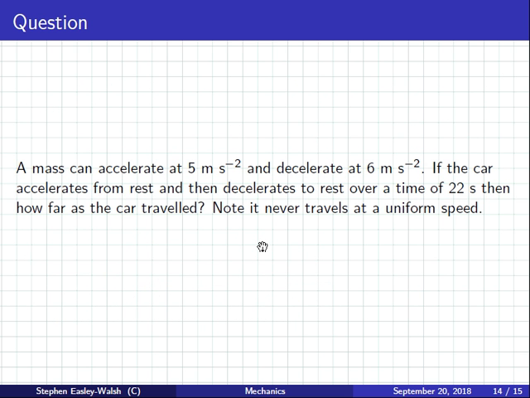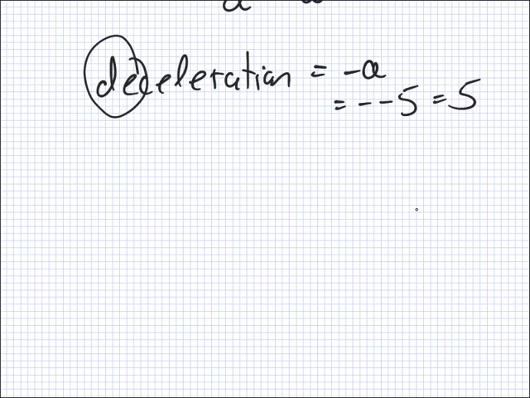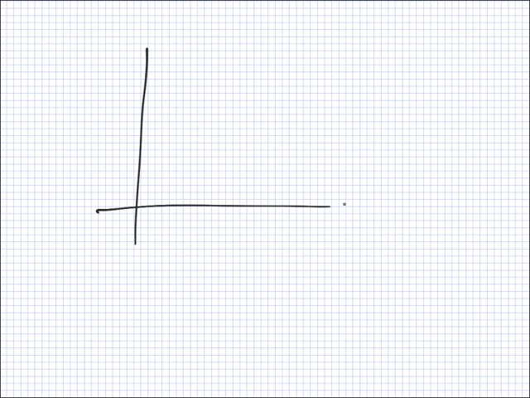Now we got time to do this one. This will be our last one, and then we're finished. Okay. A car can accelerate at 5 and decelerate at 6. The car accelerates from rest and then decelerates in 22 seconds. How far has the car travelled? The car does not travel at a uniform speed. So what I mean is the car goes up and straight down.